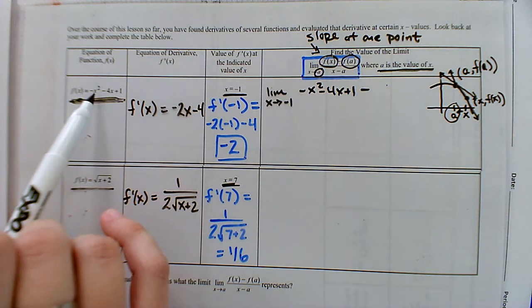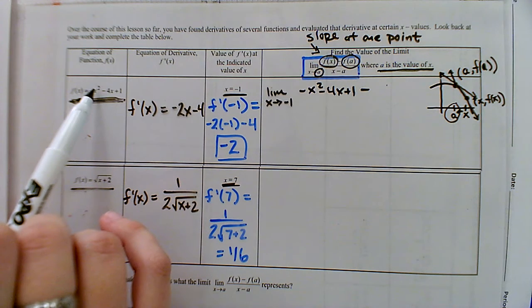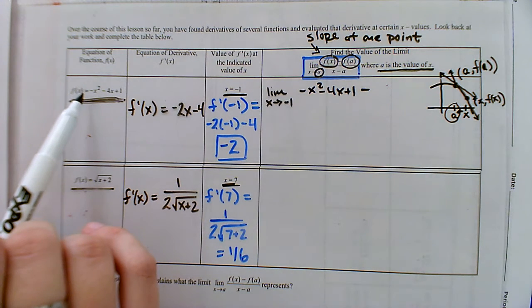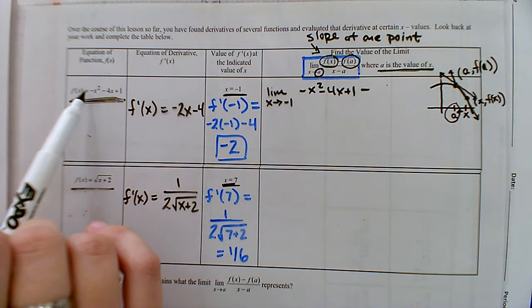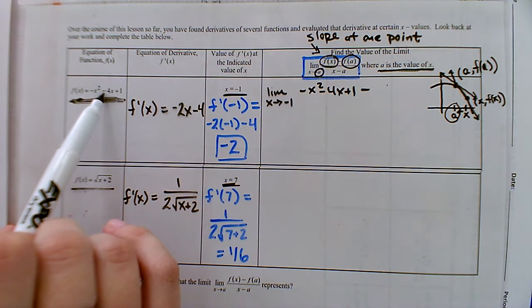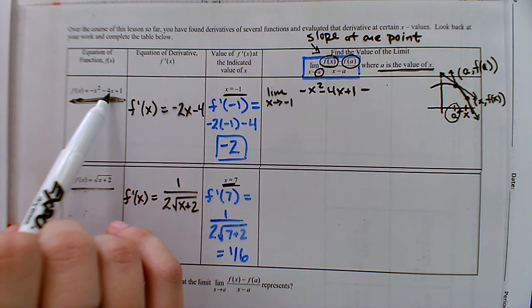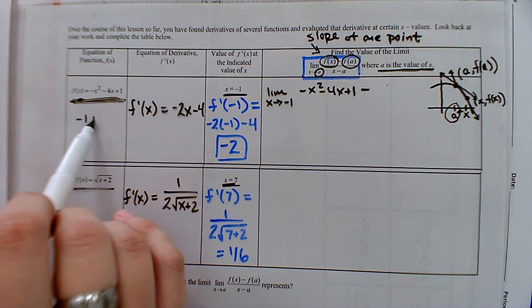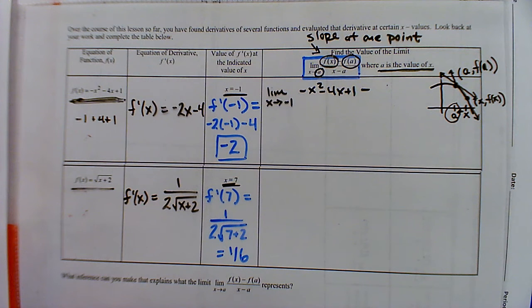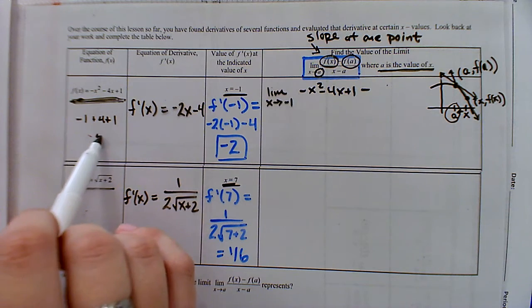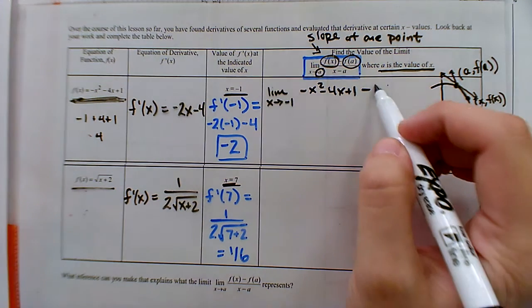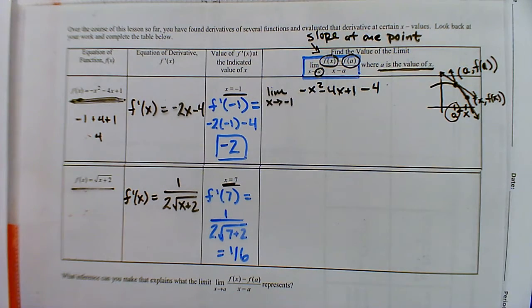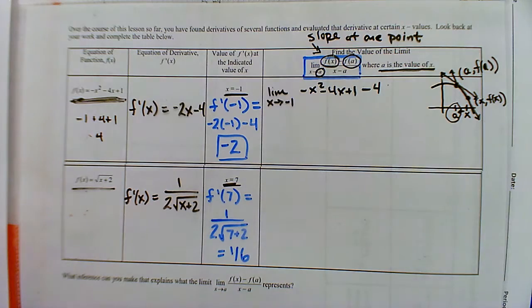So can we do that? Let's see, -1 squared is +1. We have a negative out front, which would change it to a -1. Then we have a -4 times a -1, which would be +4. So we have -1 plus 4 plus 1. Looks like that would be 4. So we have to subtract that value of 4.